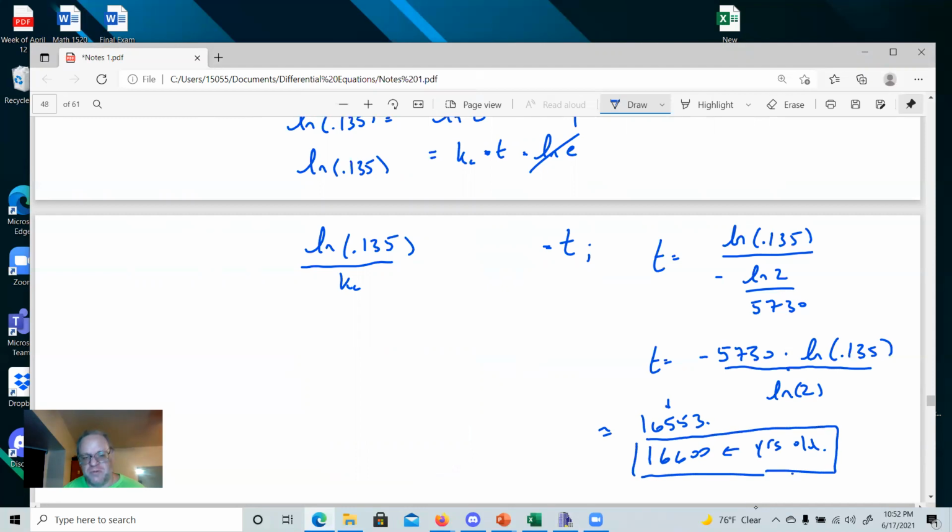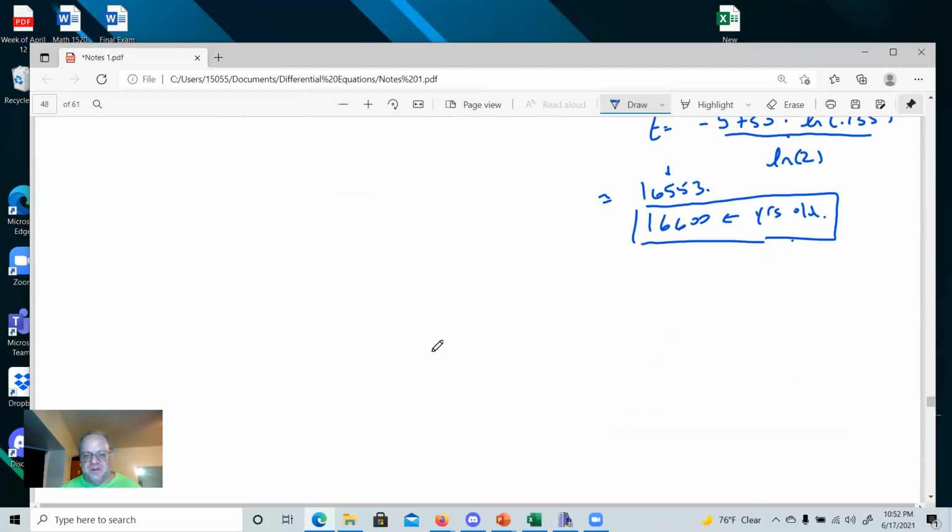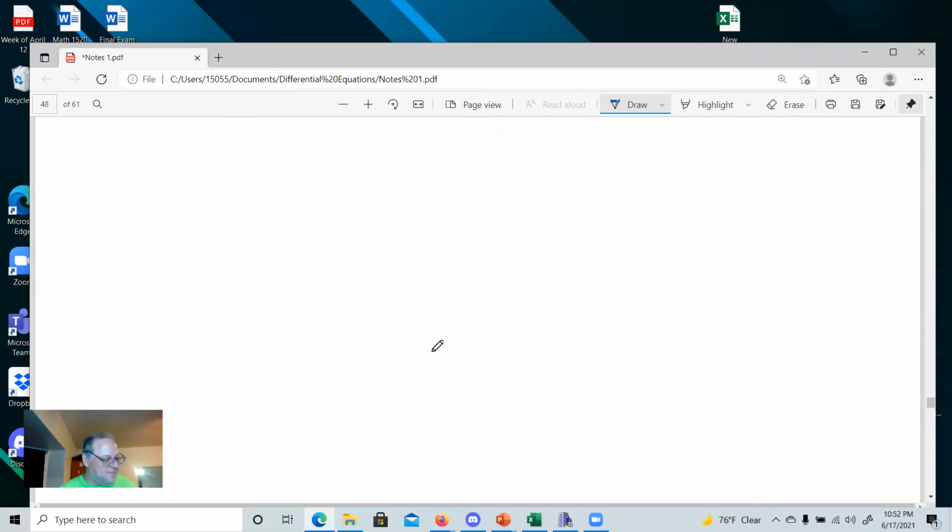Okay, if all the problems were this easy, it'd be a nice easy class. We're not going to be so lucky. So let's go ahead and turn the page on that one, and then we will talk about Newton's law of cooling.